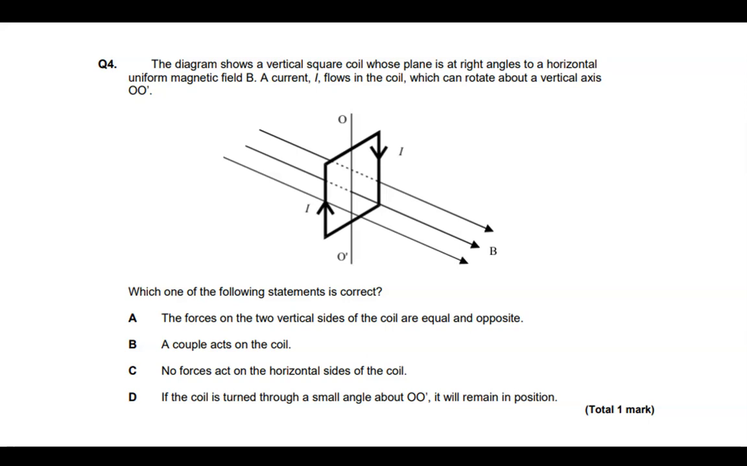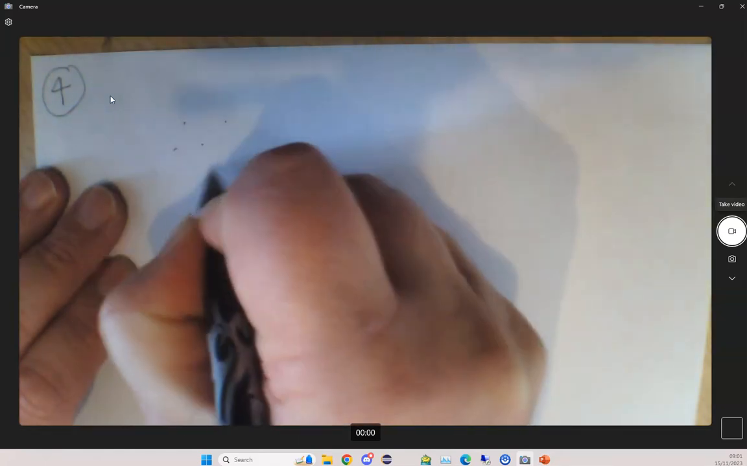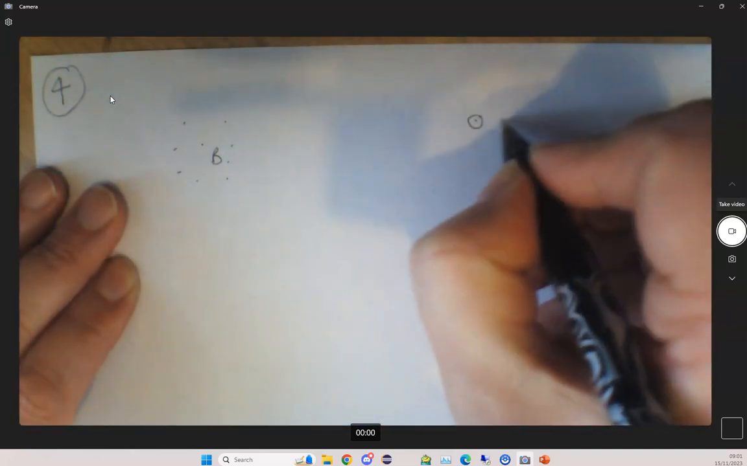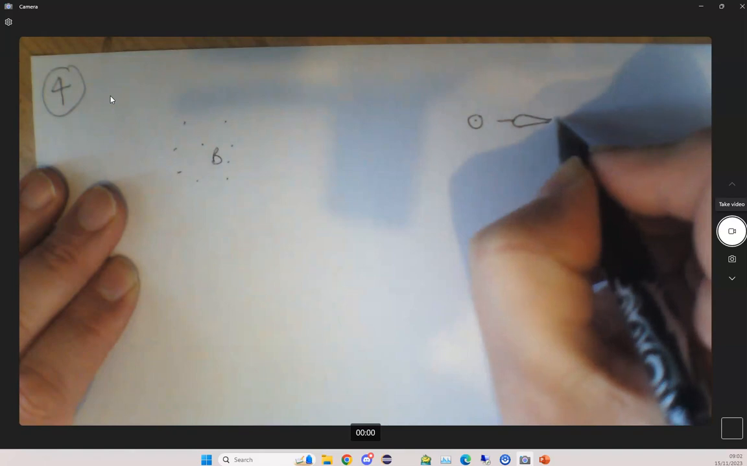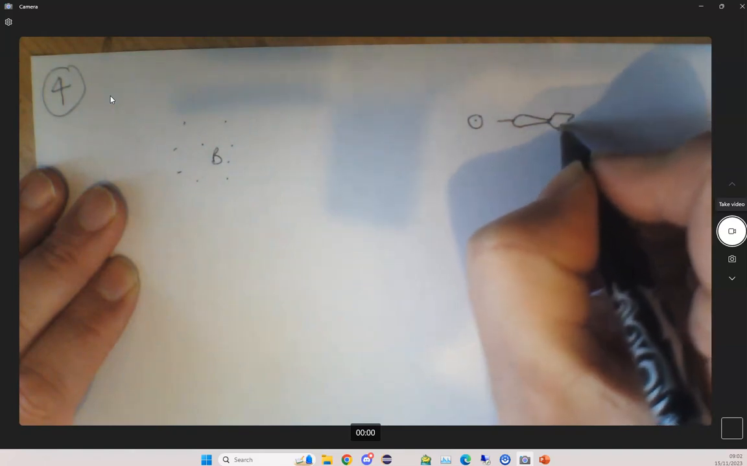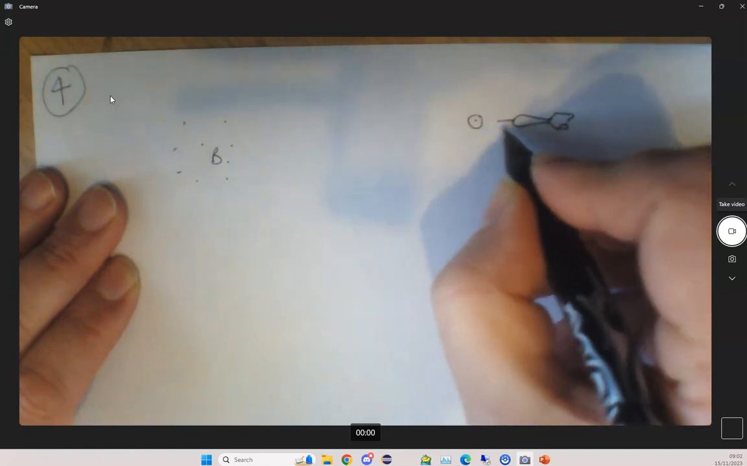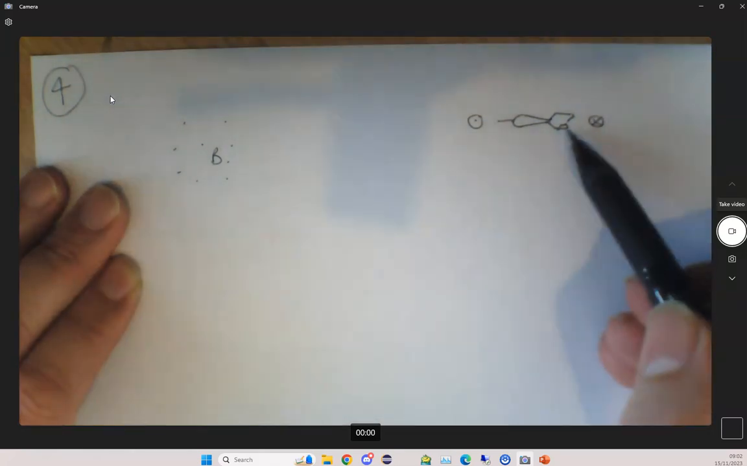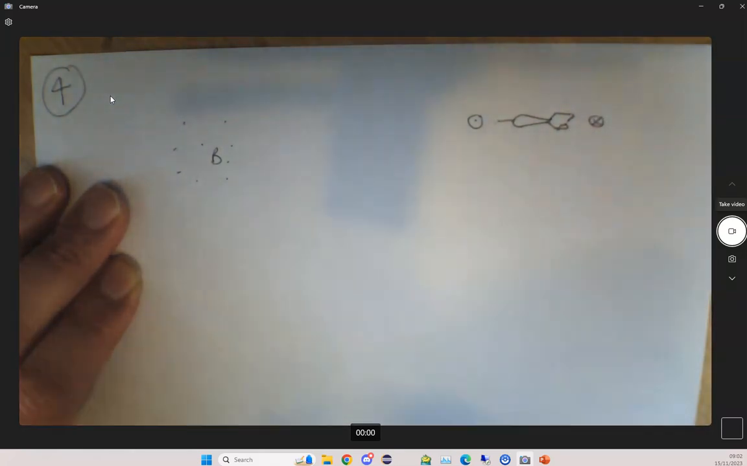So what we've actually got is a magnetic field coming out of the page, and I'm using the dot and cross notation. The dot, if you remember back to your darts, means it's coming out of the page towards you. The cross is going into the page, where you see the back of the flights of the dart.